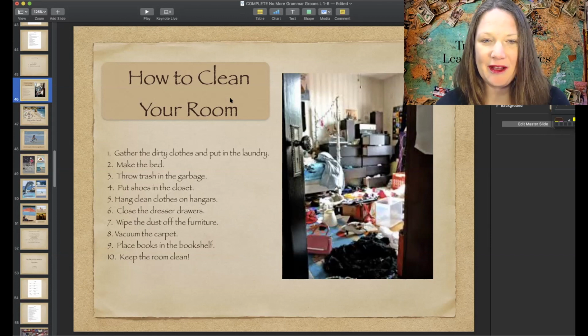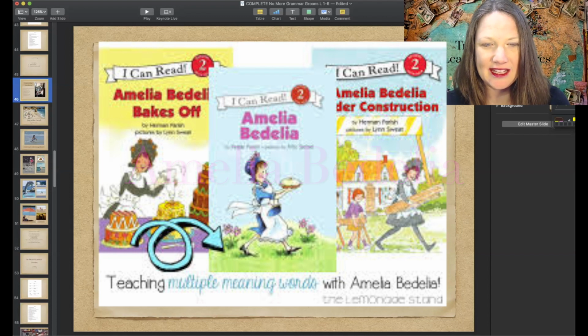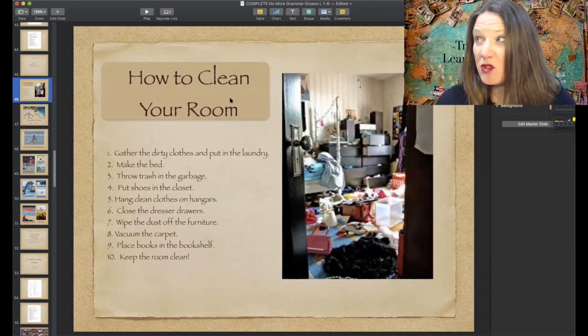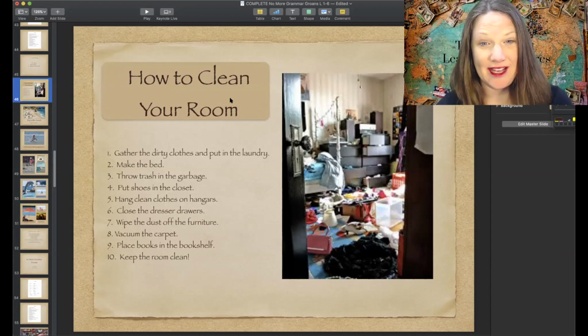what is her name? The woman in the books, the maid that always does the crazy things. It would be like throwing trash. Oh, so I'm just going to throw trash anywhere. I guess that's what I'm supposed to do. Put shoes. Where do I put the shoes? So those prepositional phrases are really helpful when you add them to your how-to assignment.